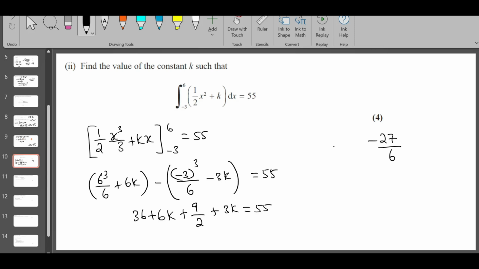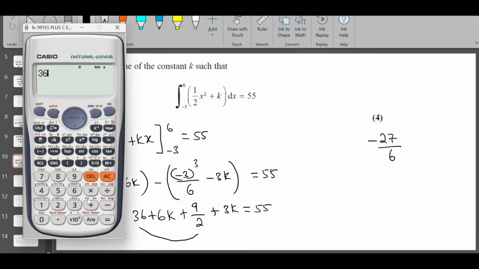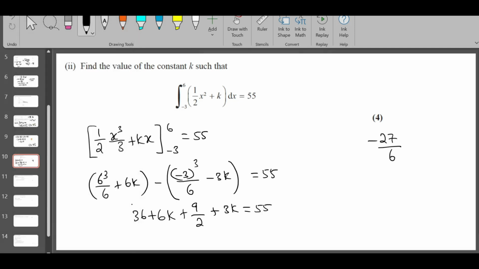Simplify the like terms. 36 plus this. 36 plus 9 over 2 is 81 over 2, 6k plus 3k. Plus 81 over 2 is 55. Make k the subject.